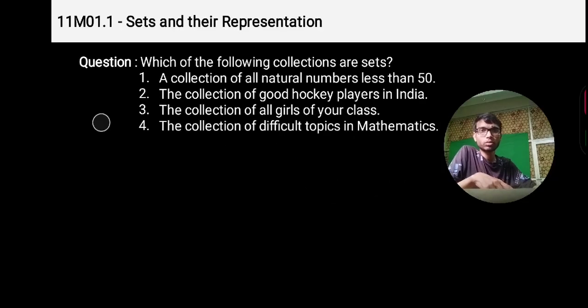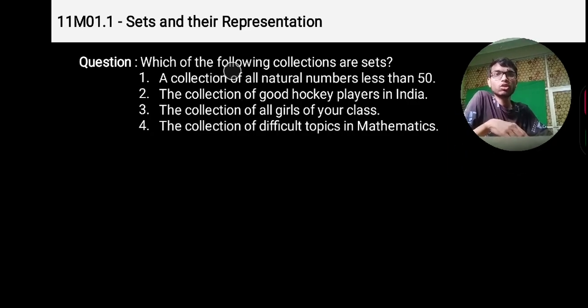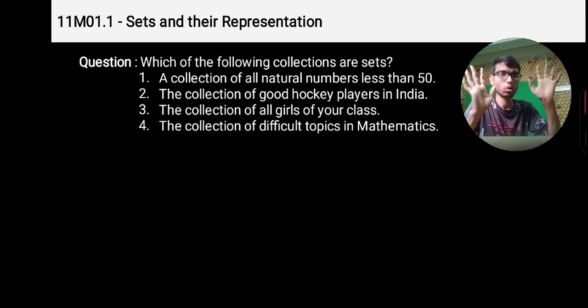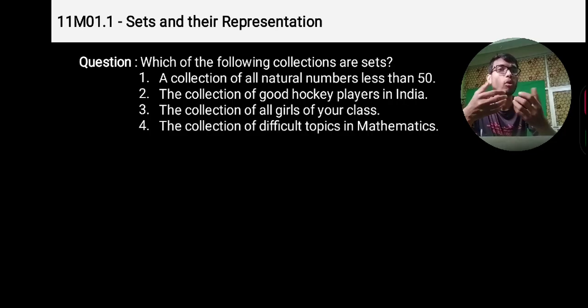Next we have another question. Which of the following collections are sets? A collection of all natural numbers less than 50. It is a set, we know, because here we have a collection of all natural numbers, but it should be less than 50. So it is also considered as a finite set.